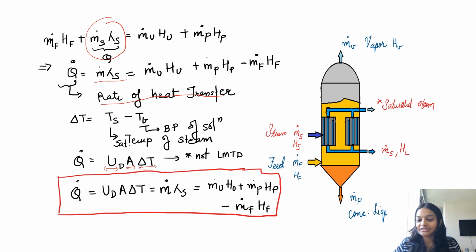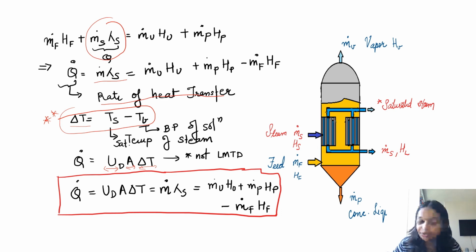As we have seen in the design of heat exchangers, delta T is generally the log mean temperature difference, but over here we are using saturated steam. So the delta T here is defined as the saturation temperature of the steam minus TB, the boiling point of the solution. So the temperature difference is equal to TS minus TB. This has to be remembered during your calculation.